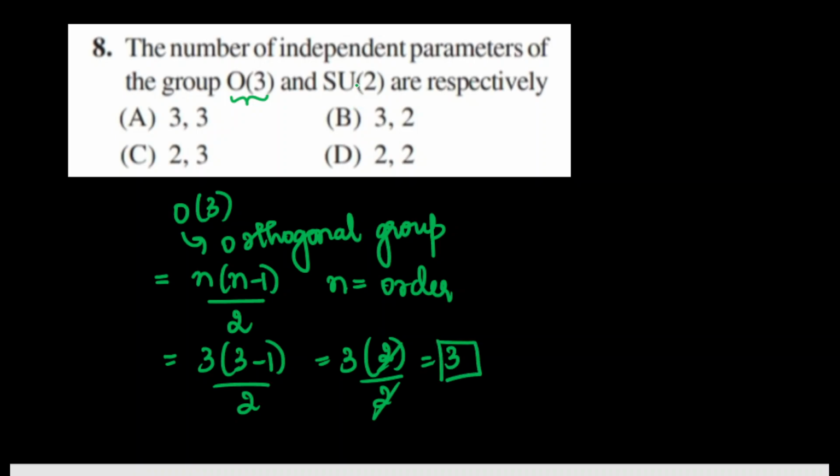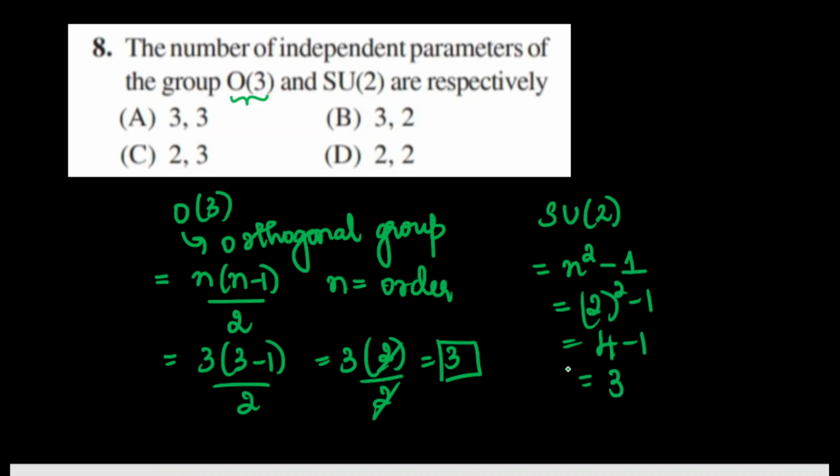Now what they have given in this question is SU2, that is special unitary matrix of order 2. For this the formula we have already known. It is n square minus 1. Now n square is 2 square minus 1, it is 4 minus 1, that is equal to 3. So which is the right option? Option A is the right option, that is 3 and 3. Okay. Yes, let us proceed to the next question and the final question.